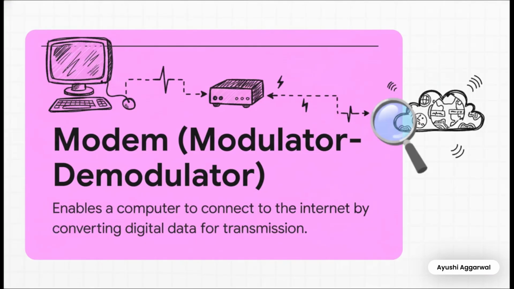So, first on our list is the modem. The easiest way to think about it is as your computer's personal translator. You see, your computer speaks in a digital language, while internet lines use analog signals. The modem translates your computer's digital signals into analog to send them out, and then converts the incoming analog signals back into digital so your computer can understand them.